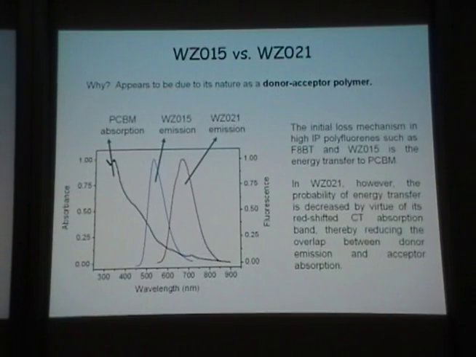So the effect that this has with regards to energy transfer is the fact that by redshifting the absorption and therefore the emission, we're reducing that overlap with the PCBM absorption. So of course that's going to reduce the probability for energy transfer. Another thing to note, you can't tell by the fact that this is a normalised spectrum, but the PL quantum yield of this blend, the W021, is also much lower than the W015, so that also reduces that overlap.